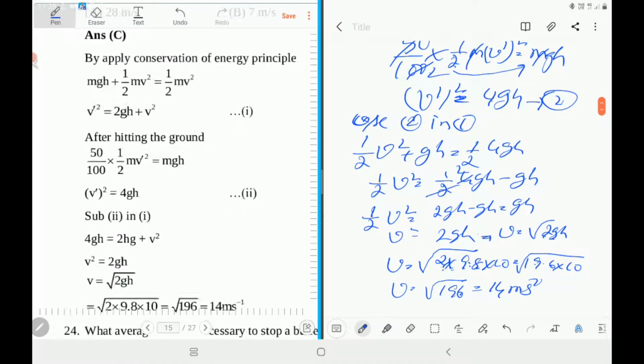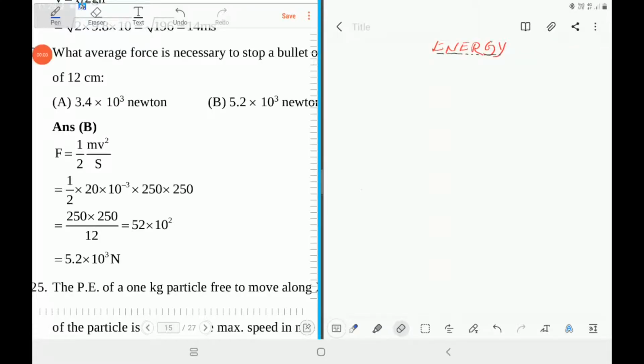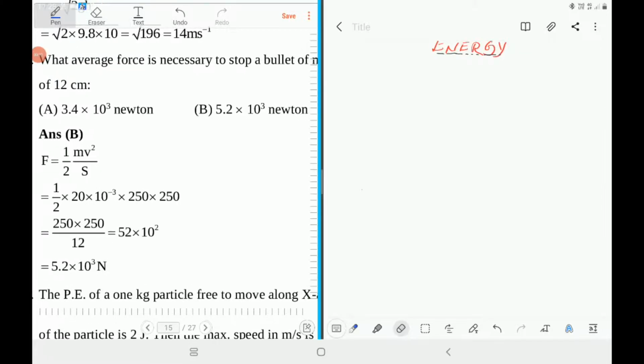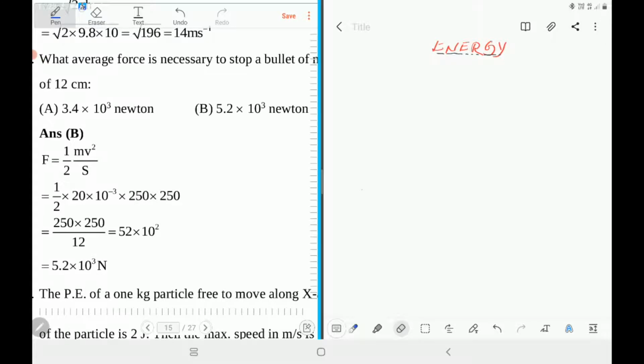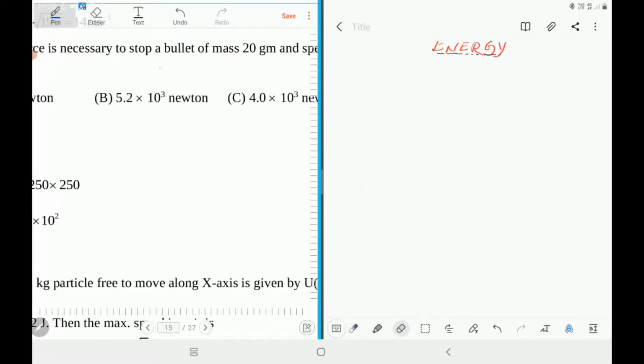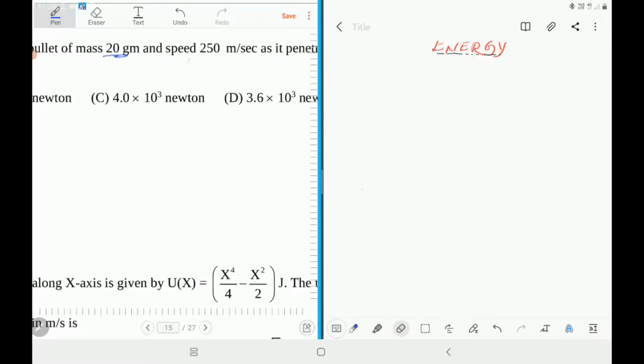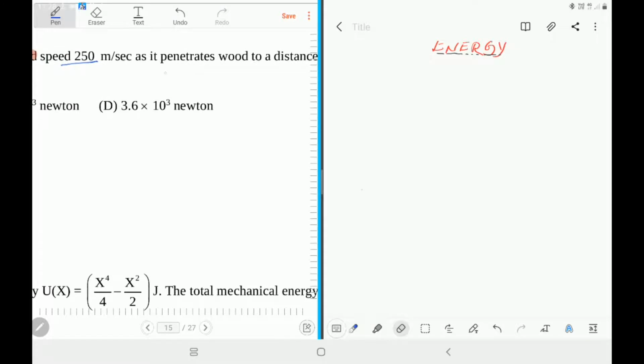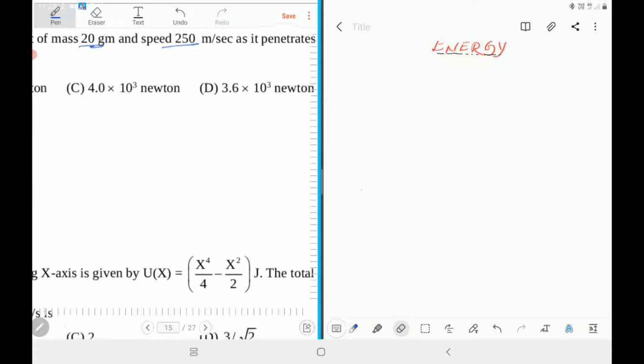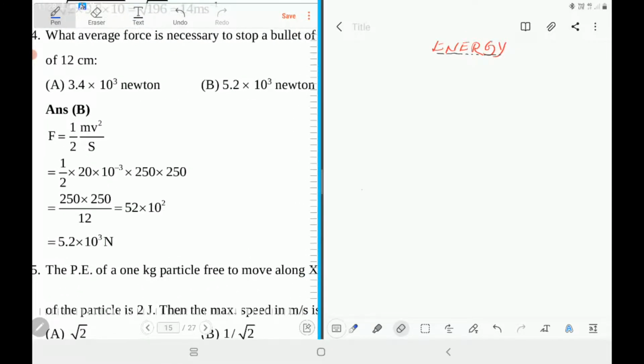Right? We will continue. One more, children, a slightly different one, same formula. What average force is necessary to stop a bullet of mass 20 gram, speed 250 meter per second, as it penetrates wood to a distance of 12 centimeter? This is what he says in the problem.